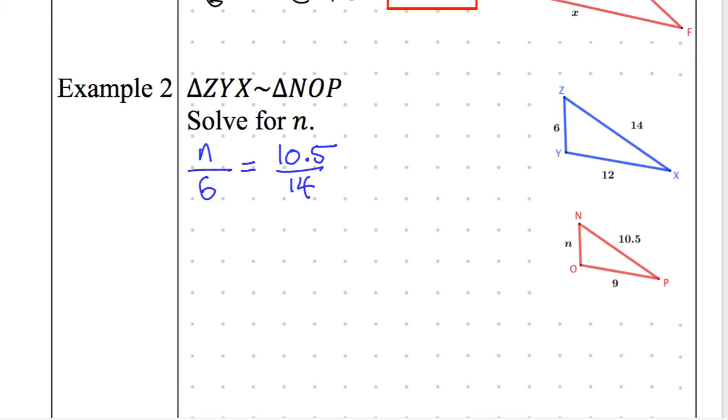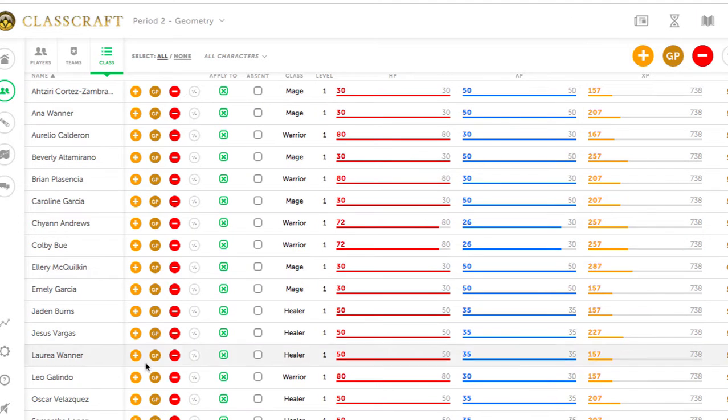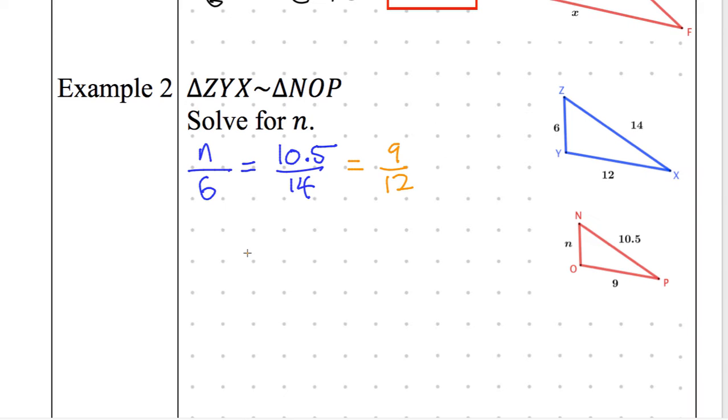What was another ratio that you could have done? Leo. N over 6, and what is the other one? 9 over 12. Perfect. Leo, turn in your card. Thank you. All right, so these are the ratios that you could have chosen.